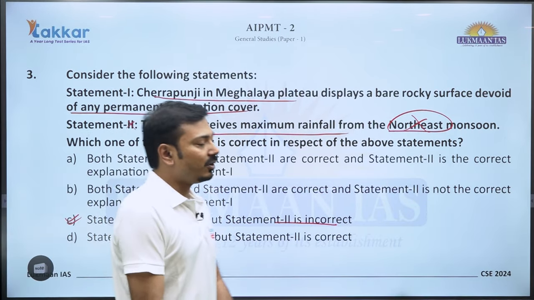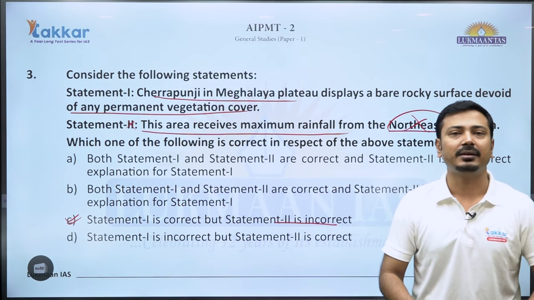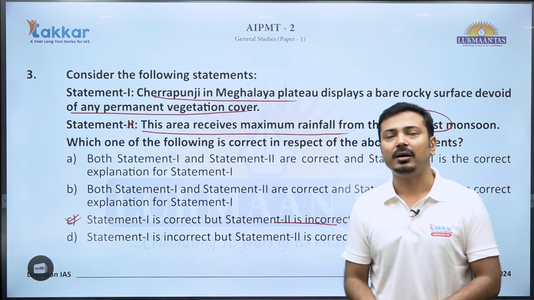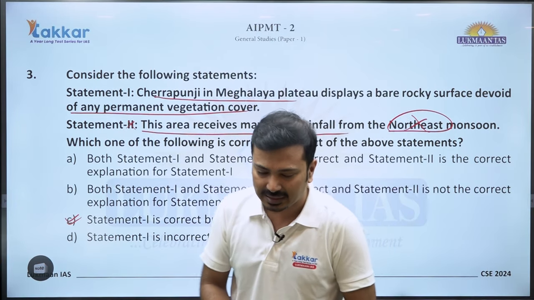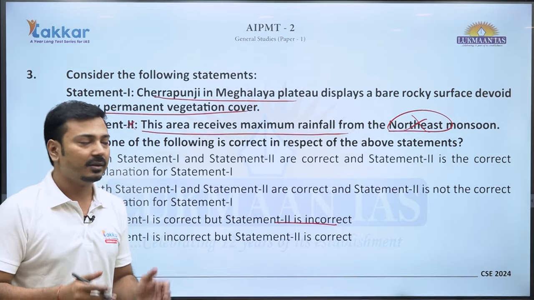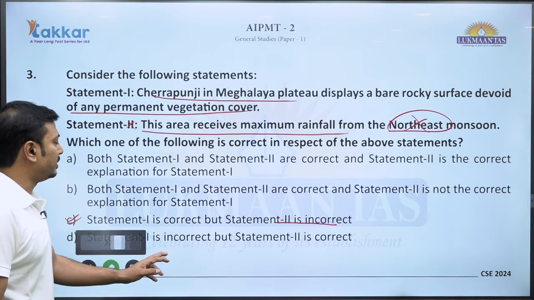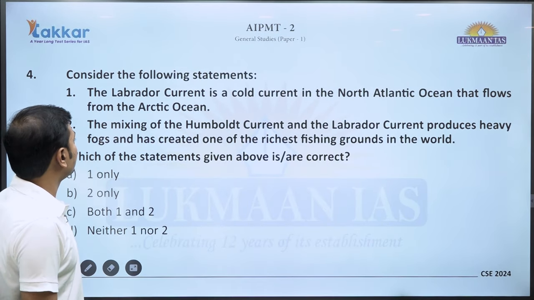Right. So bare rocky surface: excess rainfall does not allow soil to form, and when there is no soil, of course there will be a bare rocky surface, and it is not suitable for the growth of vegetation there. So that's why we can say that this is correct and C is the correct answer here. Right. Let's move on to the next question.